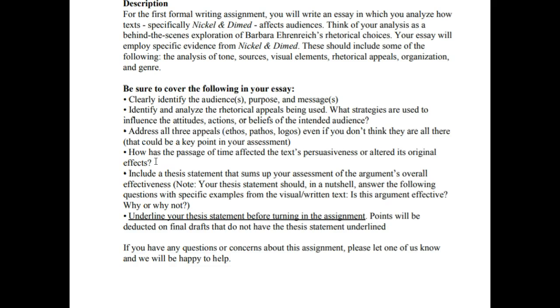Note, your thesis statement should answer the following questions with specific examples from the visual or written text. In this case, we'd have written. And that is: is the argument effective? Why or why not?